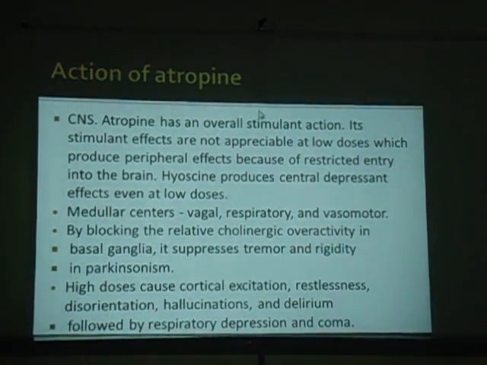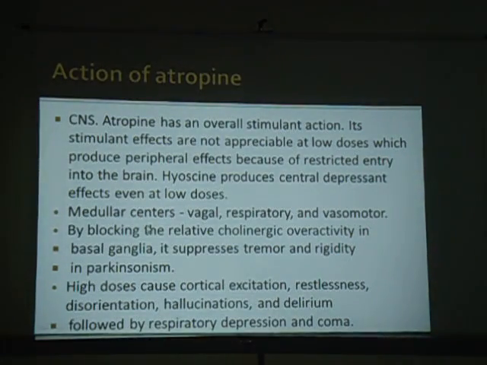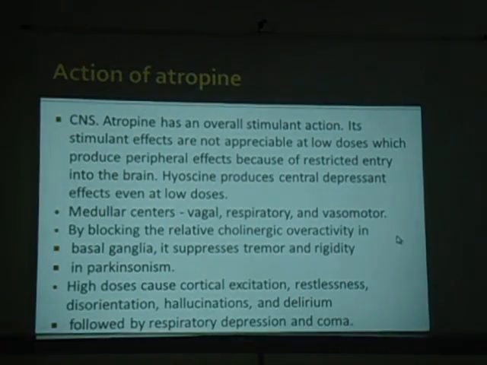So atropine has an overall stimulating action, and its action is not appreciable at low doses. When we give it orally, there will be lesser CNS penetration, and it produces peripheral effects because of restricted entry into the brain. At higher or moderate doses, what can it cause? It can act on the vagal, respiratory and vasomotor centers. By blocking the relative cholinergic overactivity in the basal ganglia, it can suppress rigidity and tremor in Parkinsonism. That is one advantage.